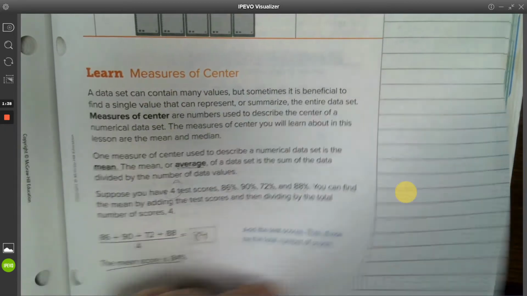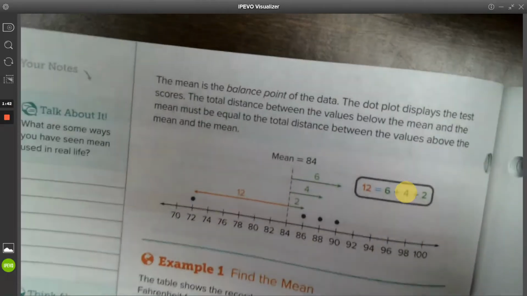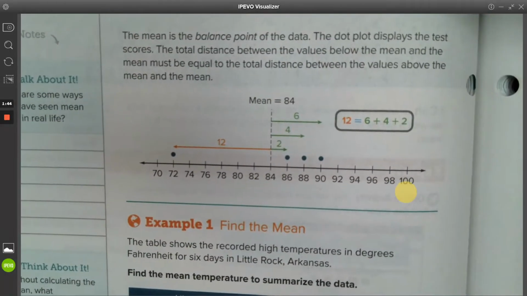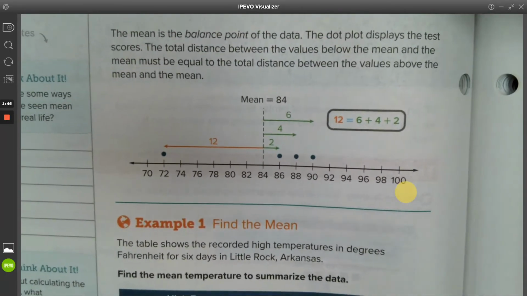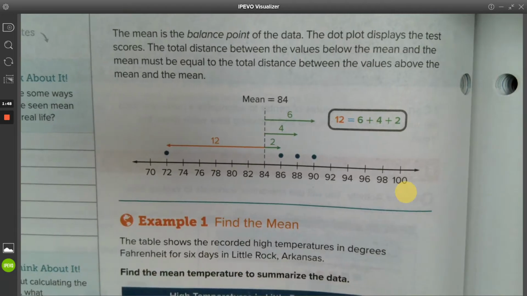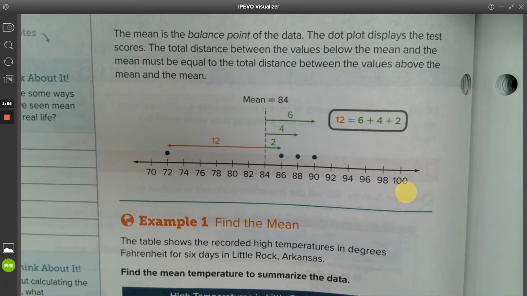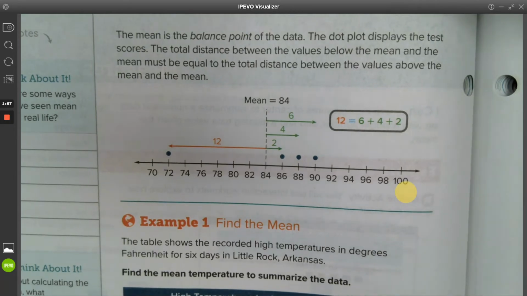All right, turning the page now to page 550. The mean is the balance point of the data. A dot plot here displays the test scores. The total distance between the values below the mean and the mean must be equal to the total distance between the values above the mean and the mean.